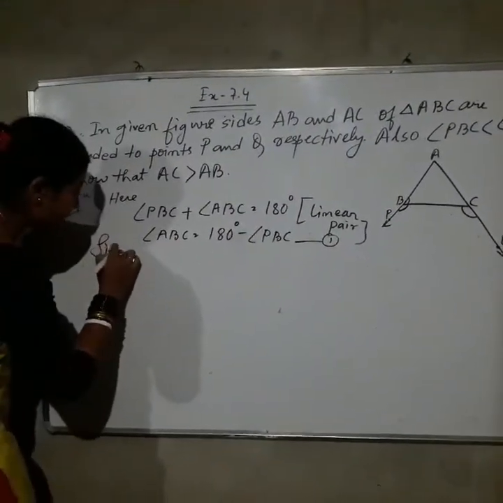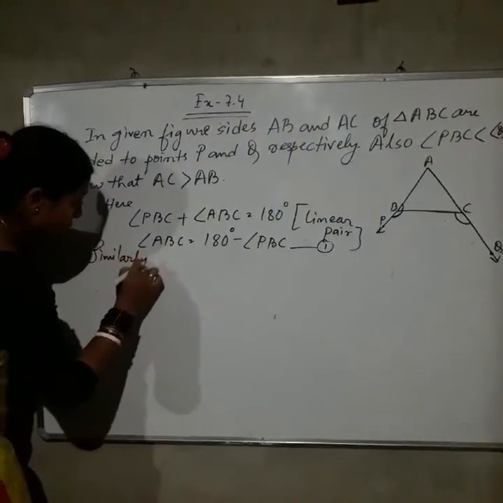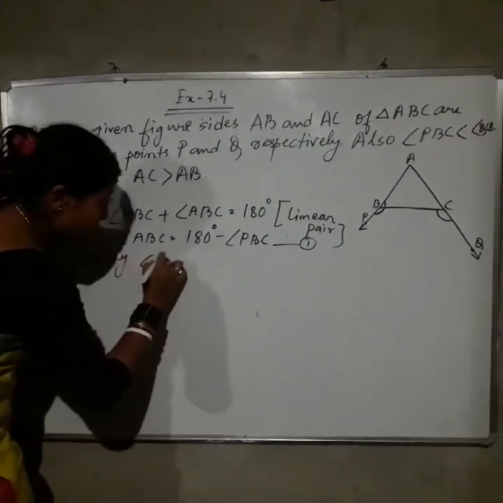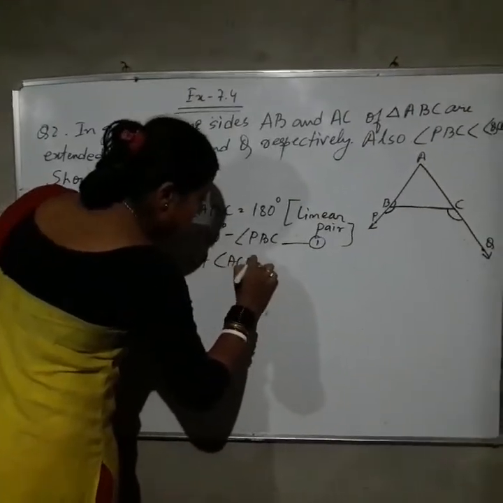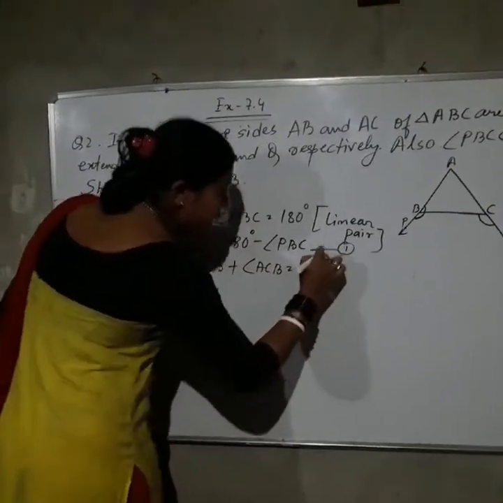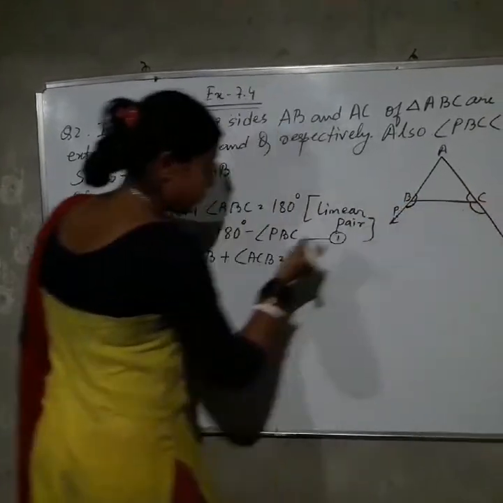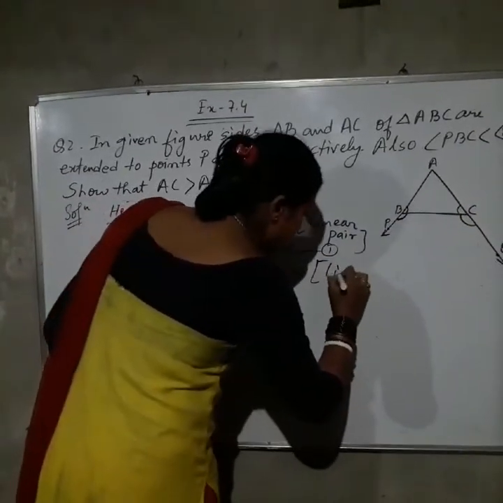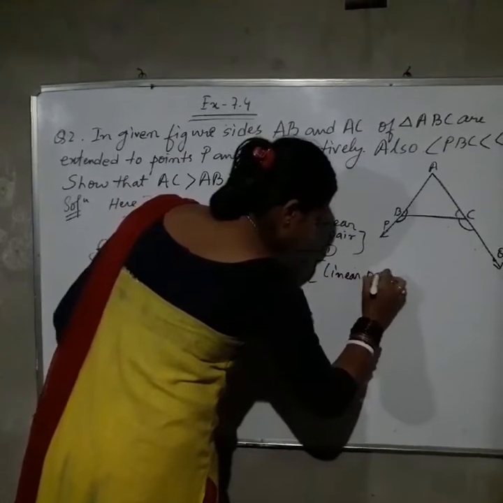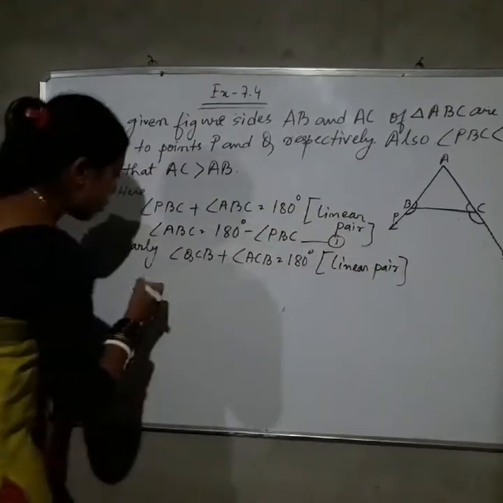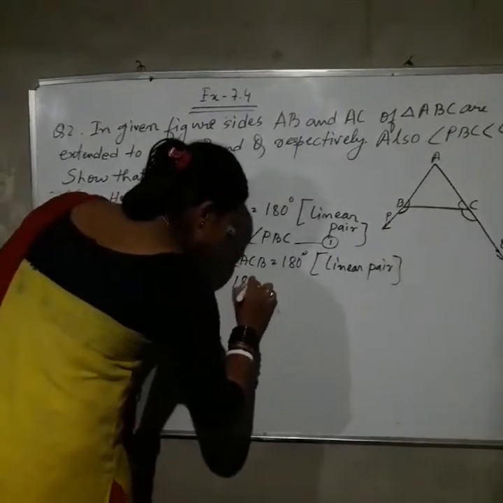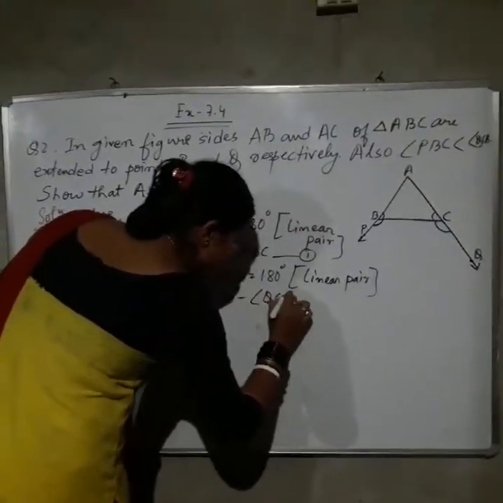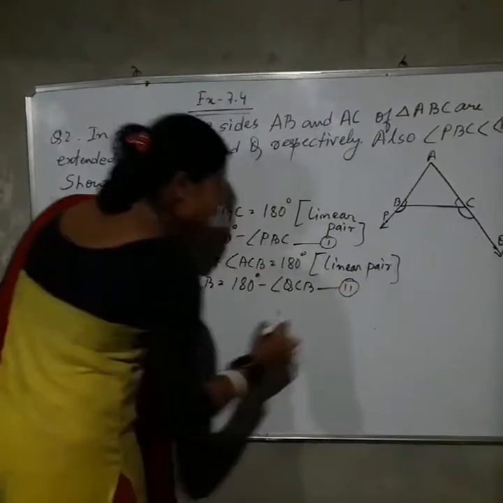Similarly, on that side we can write angle QCB plus angle ACB equals 180 degrees. This is also a linear pair. So angle ACB equals 180 degrees minus angle QCB. Call this equation 2.